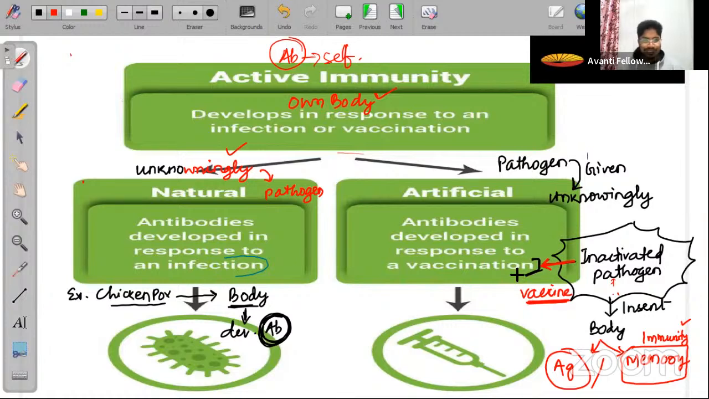That's it. So in both cases, artificial and natural, immunity is developed by our body itself. In natural, the pathogen is entering our body naturally, but in artificial conditions, the pathogen is given or inserted in our body artificially. That is artificial, right? I hope this is clear to everybody.